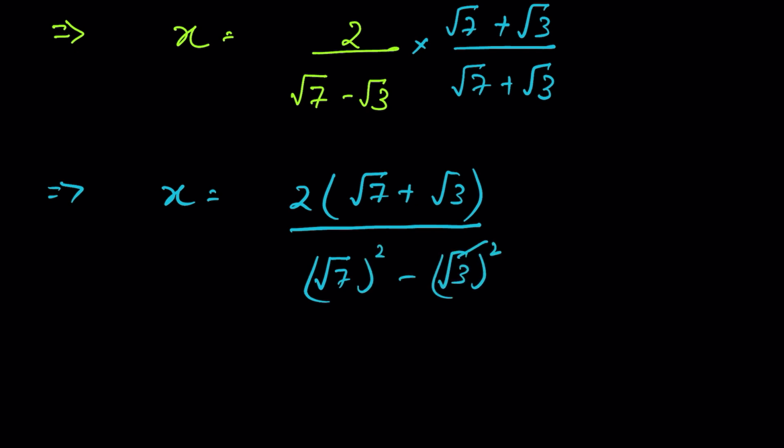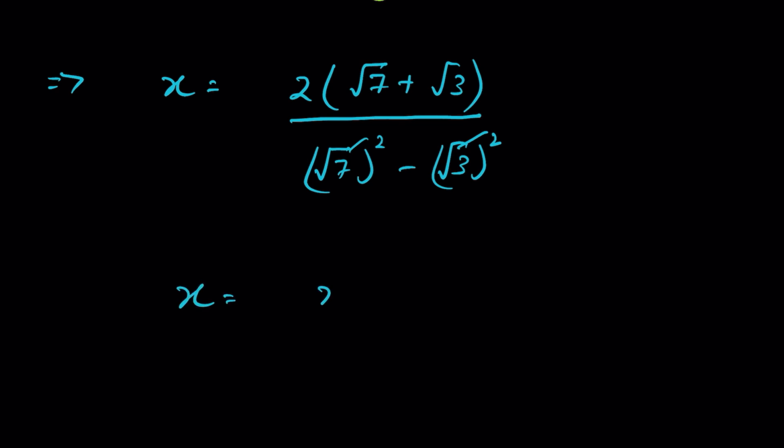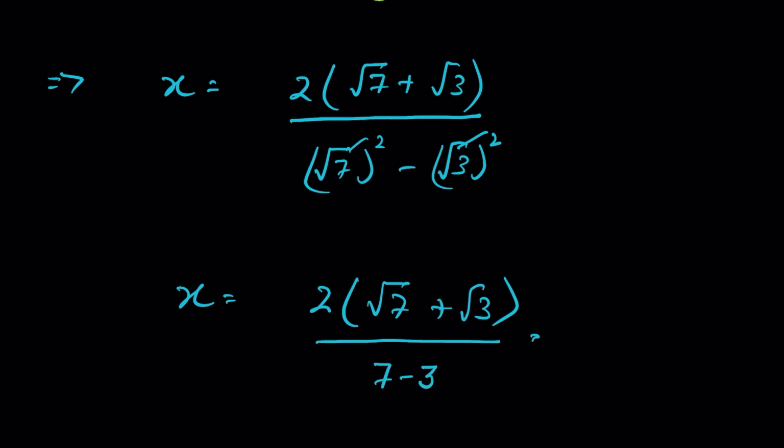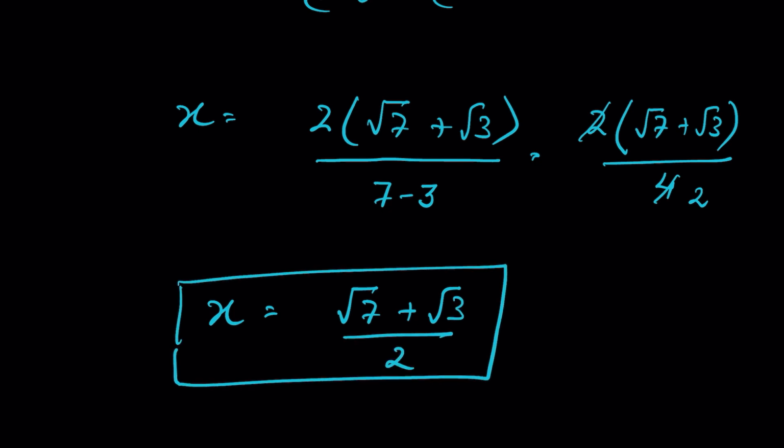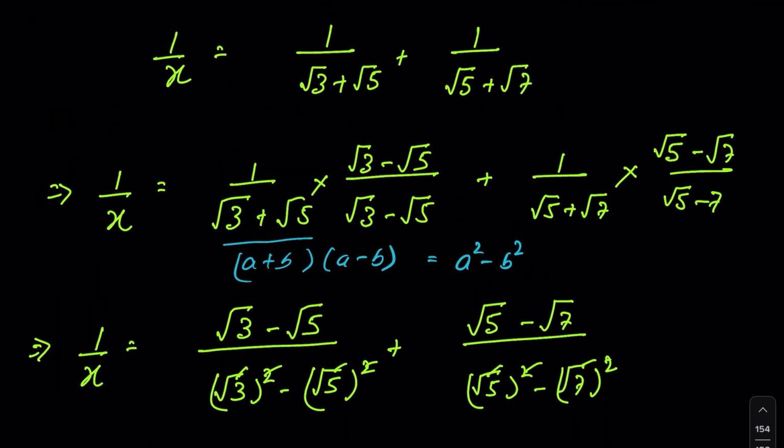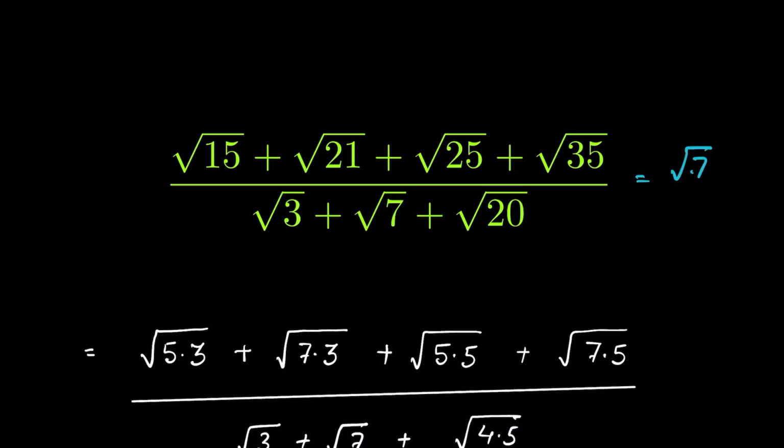Remove the square root with the square. So, x equals 2 times square root of 7 plus square root of 3 upon 7 minus 3, or 2 times square root of 7 plus square root of 3 upon 7 minus 3 is 4. Now 2 times 2 is 4. So x equals square root of 7 plus square root of 3 upon 2. This is our solution. So final simplification will be square root of 7 plus square root of 3 upon 2.